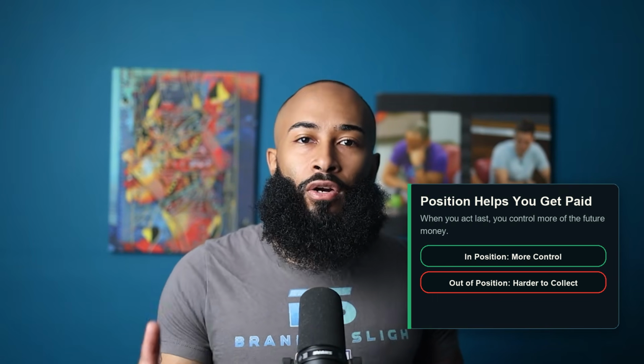Position is a really significant factor as well. When you are in position, implied odds become better because you act last. If your draw completes on the river and they check, you can bet. If they bluff into you, you can call or raise. You have more control over whether money goes into the pot. Out of position is more difficult. You might hit your hand on the river and check, then your opponent checks back.